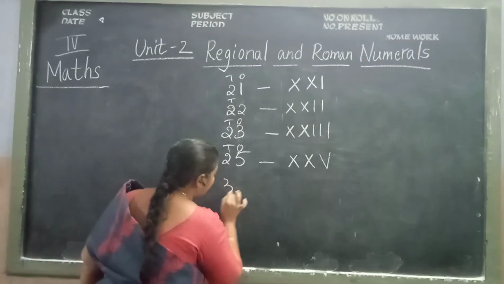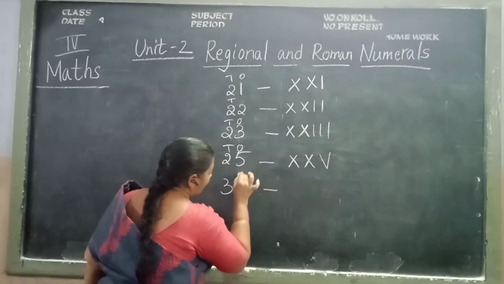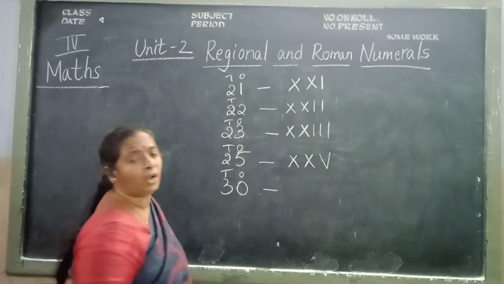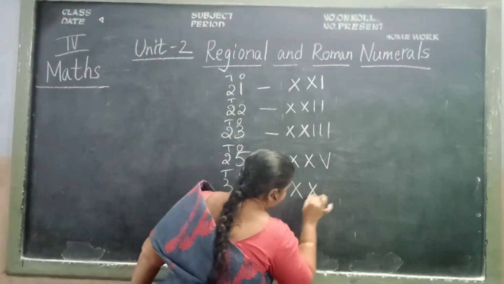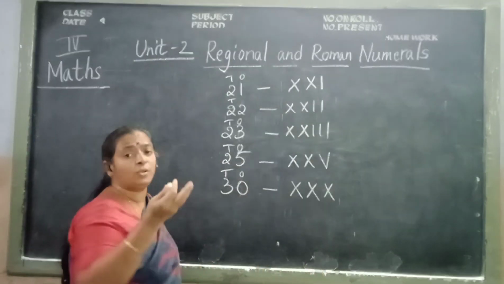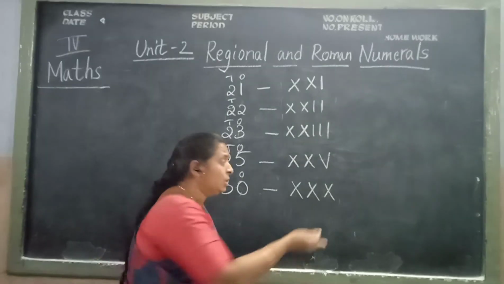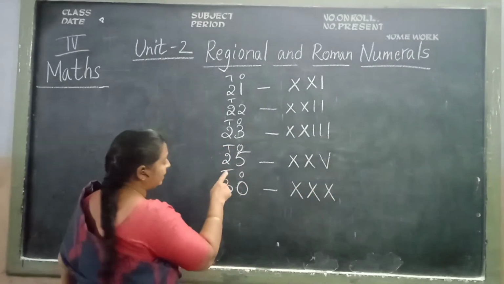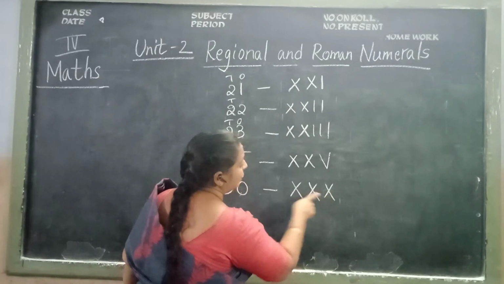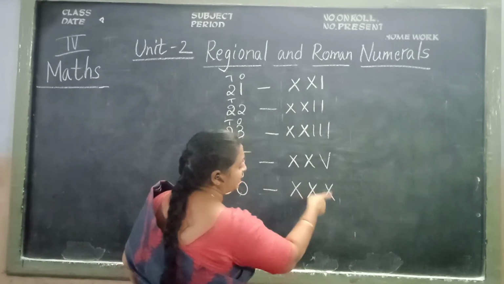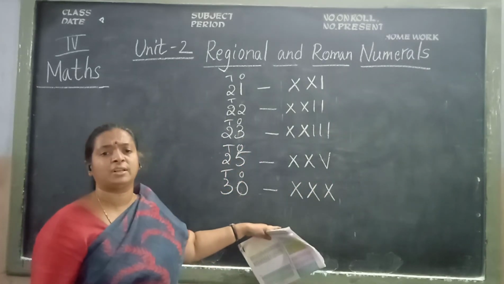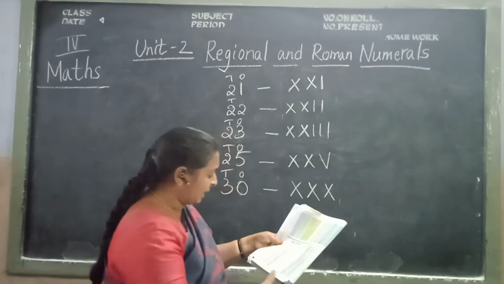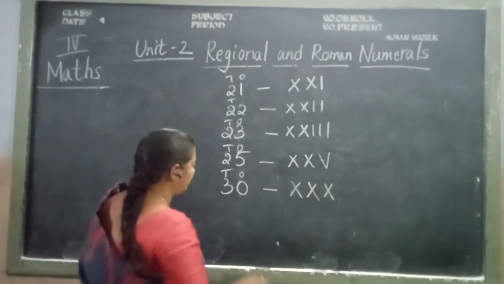Again see, children, 30. Ones, tens, 30. What should we do, children? XXX. Why? 0 has no value. 0 has no value, so no need to write it. 3 tens: 10, 10, 10. 10 plus 10 is 20, 20 plus 10 is 30. Like this we should present 30, children. So, children, 30.